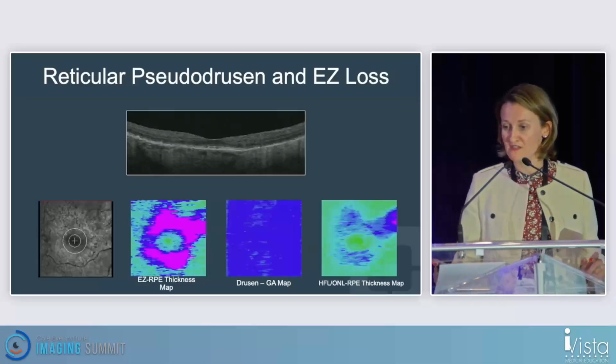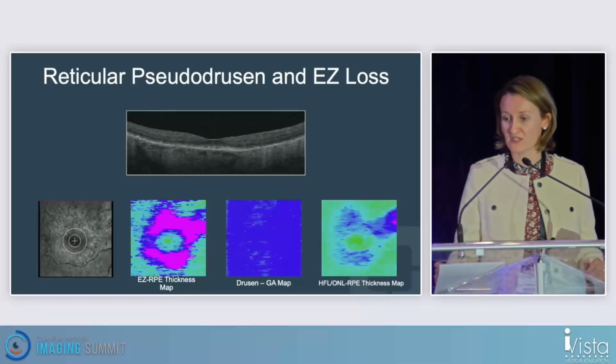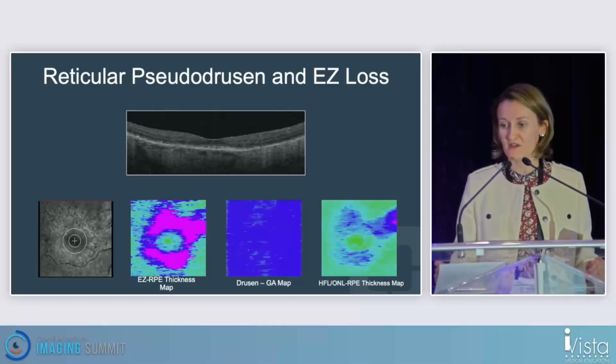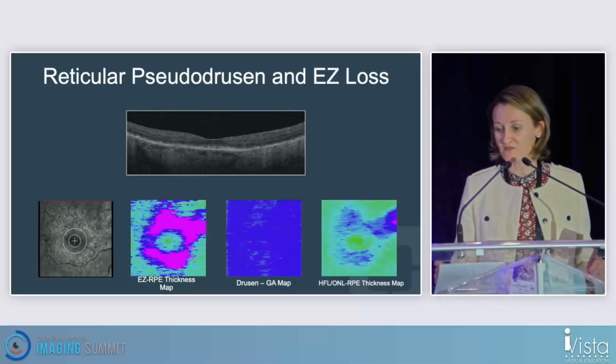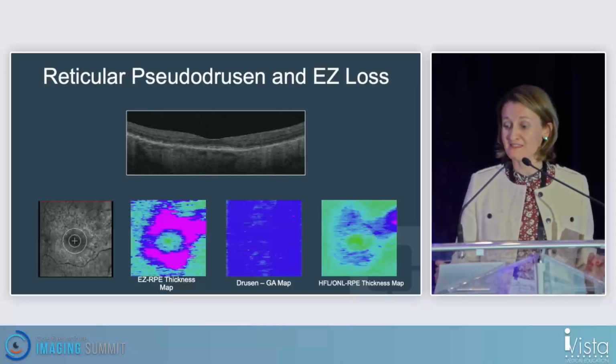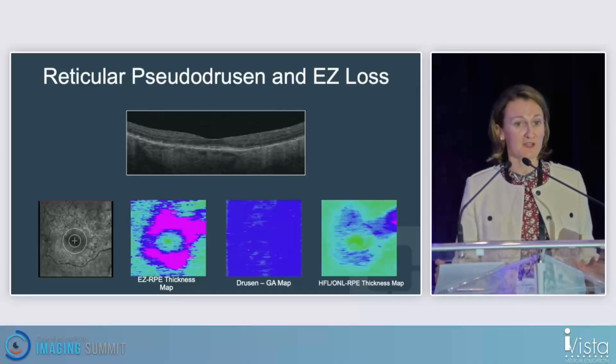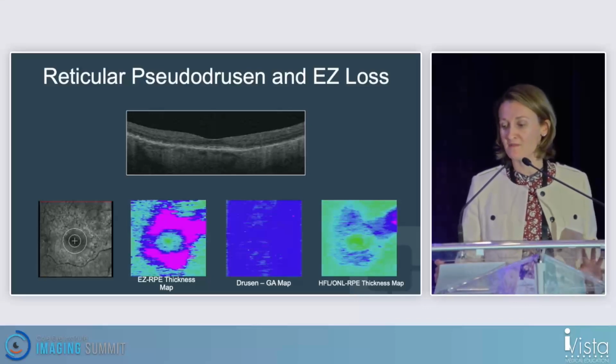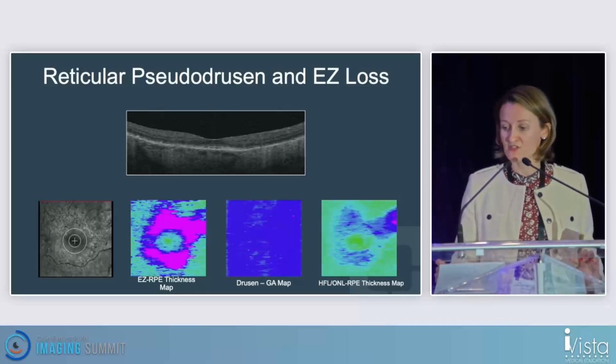So here's just an example of a patient. This is looking at baseline. You can see that they have pseudodrusen present on the EZ. And if you look at the bottom middle left, that EZ to RPE thickness, the pink and purple areas show EZ loss versus the GA map right next to it.